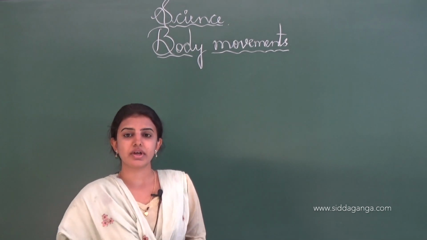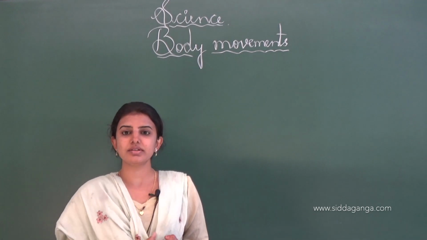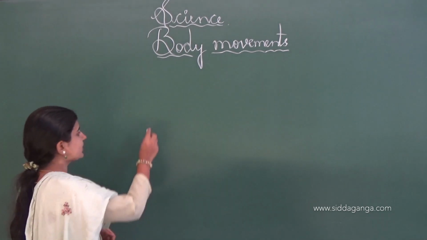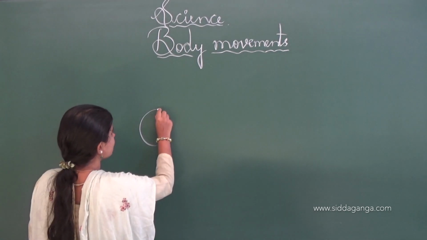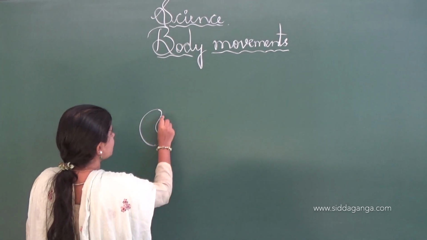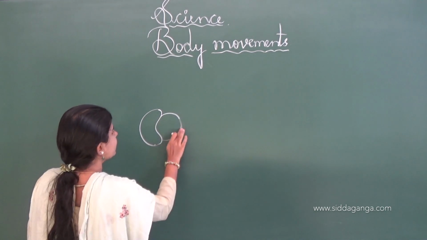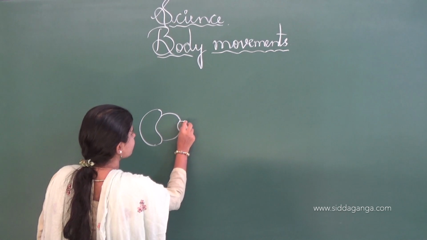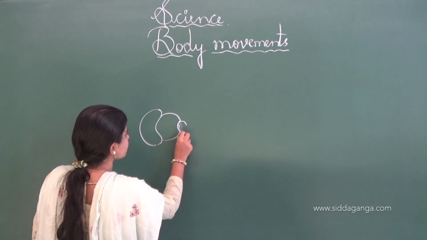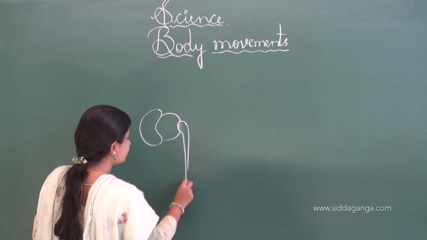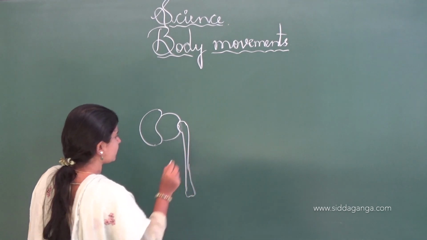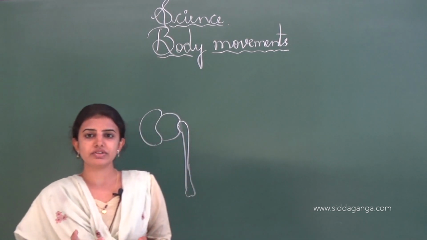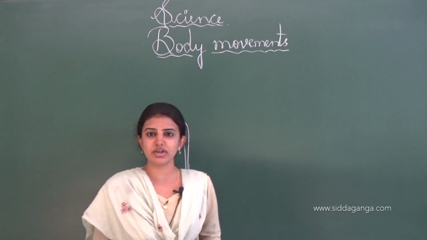Such joints are called ball and socket joints, where there is one cavity. As I told you in the previous class, there is a bowl shaped structure and one round shaped structure, in which there is a cavity, and here the long bone is located. This is an example of a ball and socket joint. Usually these types of joints are present in the shoulder region as well as the hip region.